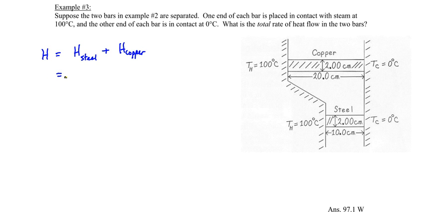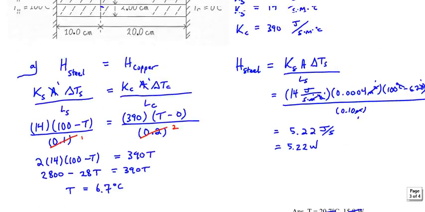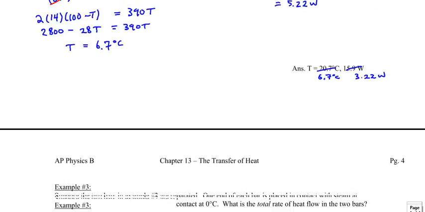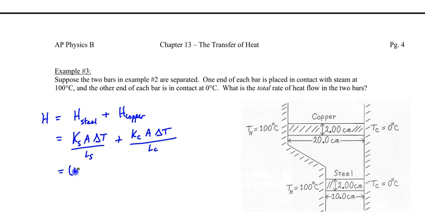Okay, and the equation we use for the steel is K for steel times the cross-sectional area times the change in temperature divided by the length of steel. And then we have K for copper, area times the change in temperature all over the length of the copper. Again, I believe we're not going to get 97.1 because I'm using a different thermal conductivity. From the earlier problem, steel we used a value of 14 and copper was 390. So we have 14 joules per second times meter times degrees Celsius.